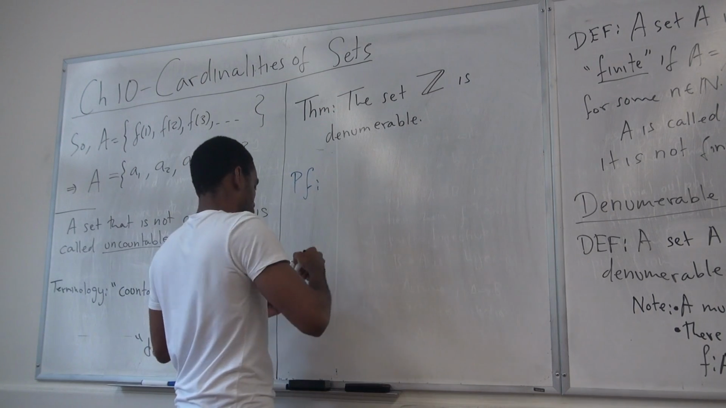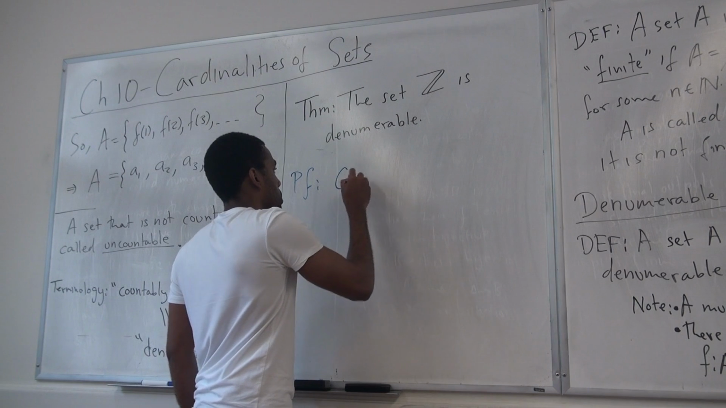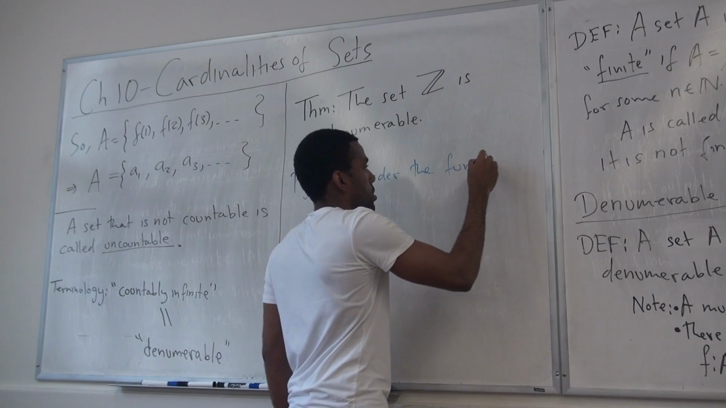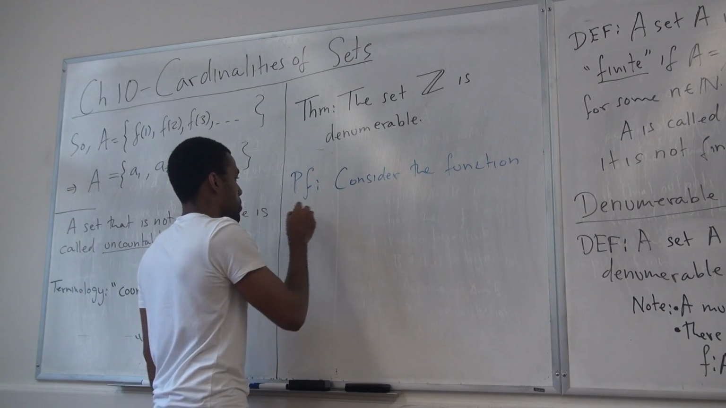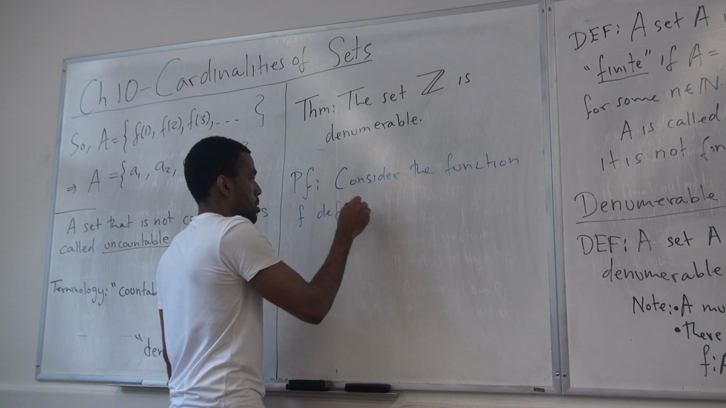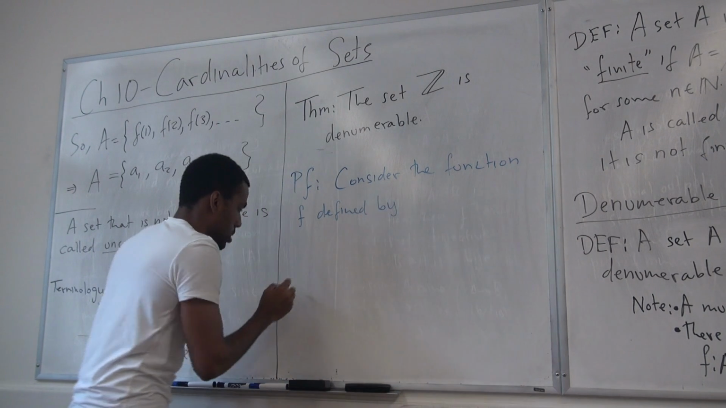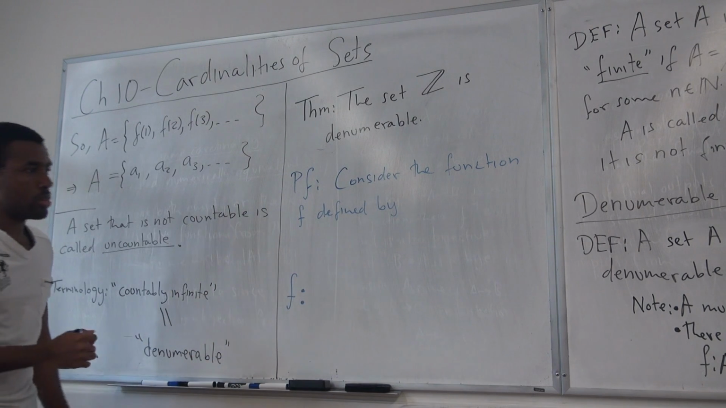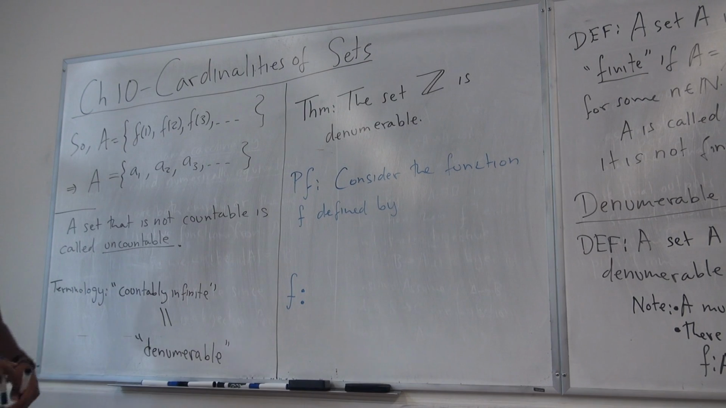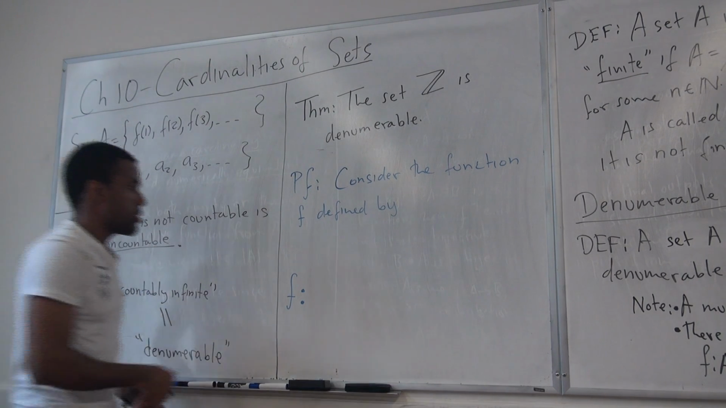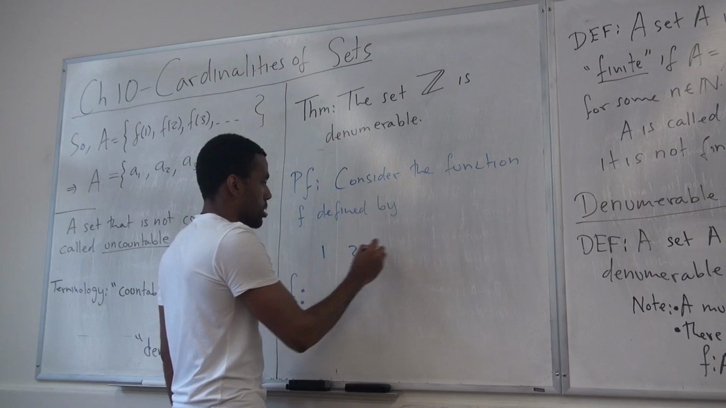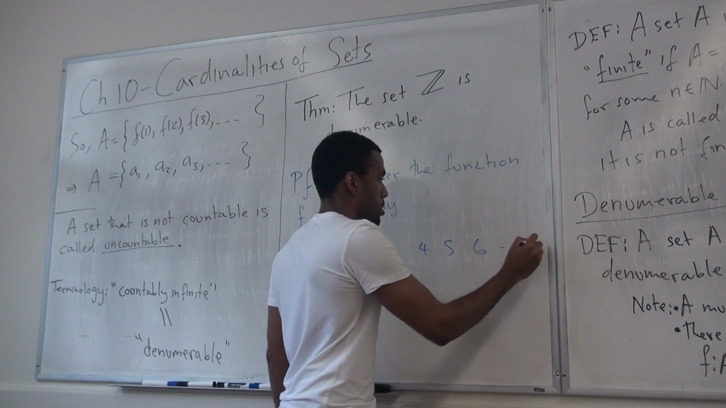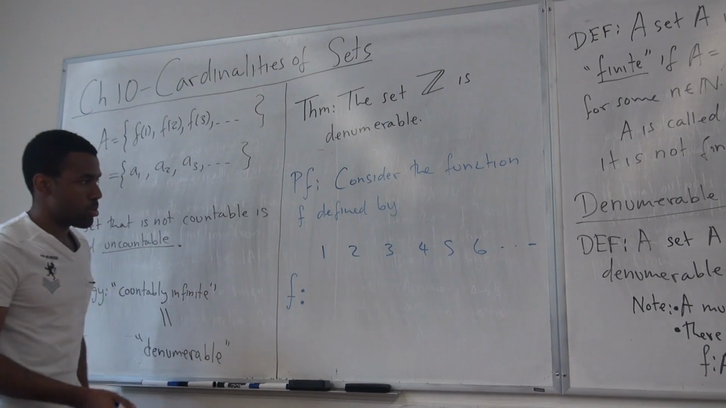So consider the function f defined by a description. You can put a description of f to say how the function is assigning elements. Once you can assign it in a predictable way, it's good enough. So if I list all the elements of N here, I just say what each number maps to.